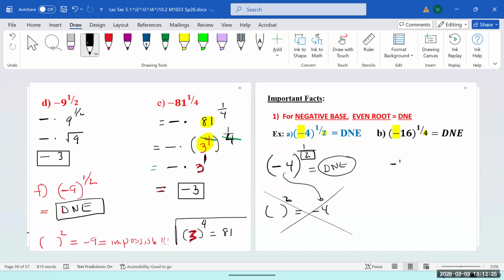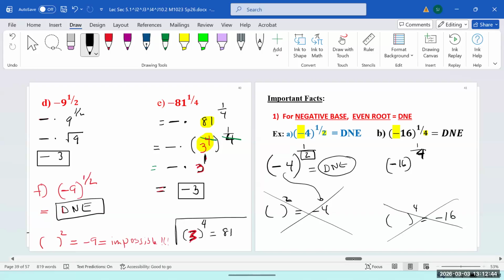Same thing, negative 16 as our base, so our base is a negative, and if you observe the denominator, this denominator is an even number. So basically they're asking what number, when you multiply 4 times, turns into negative 16.